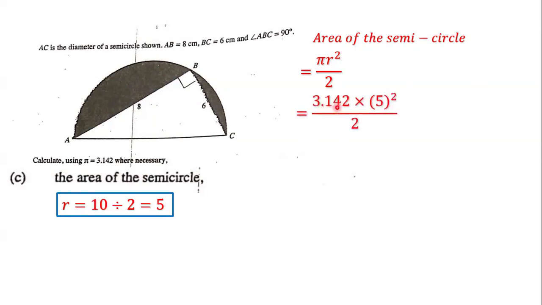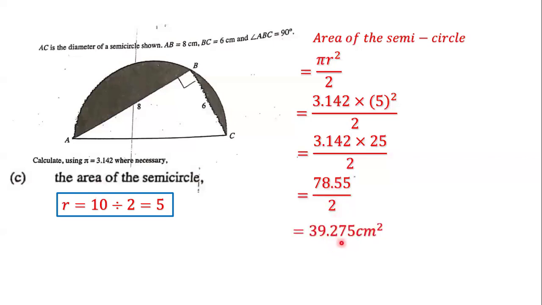So we have 3.142 multiplied by 5 squared, all over 2. So what is 5 squared? 5 squared is 25. So we have 3.142 multiplied by 25 all over 2. When we multiply the numerator, we get 78.55. So 3.142 multiplied by 25 is 78.55. We put it over 2. We divide it, and when we divide it, we get 39.275 centimeters squared. So the area of the semicircle is 39.275 centimeters squared.